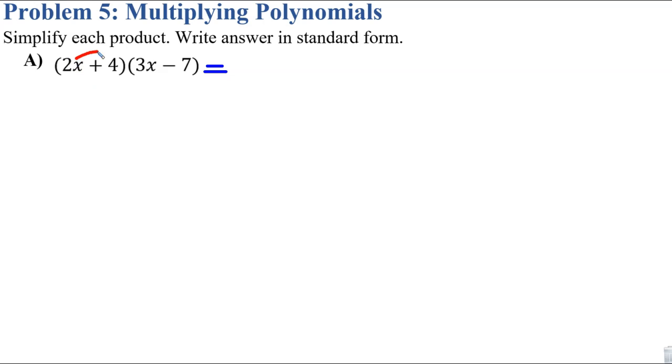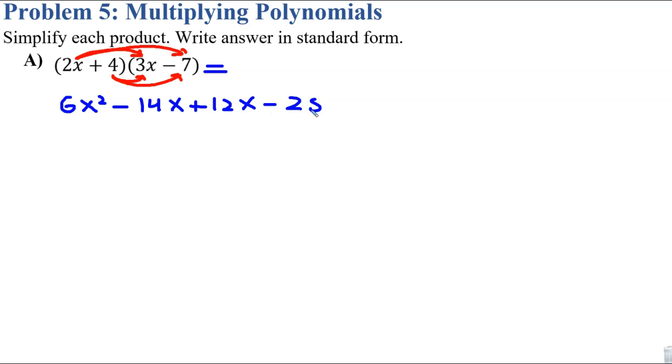Okay, so for the first part, we'll take a 2x times 3x for the first. Okay, 2 times 3 is 6, and x times x is x squared, so we'll call that a 6x squared. Next, we'll do the outer, 2x times negative 7. We'll call that a negative 14x. Then we'll do the inner for the I. 4 times 3x will just be a 12x, so we'll say plus 12x. And for the L, the last from our FOIL, we'll go 4 times negative 7, which will be a negative 28.